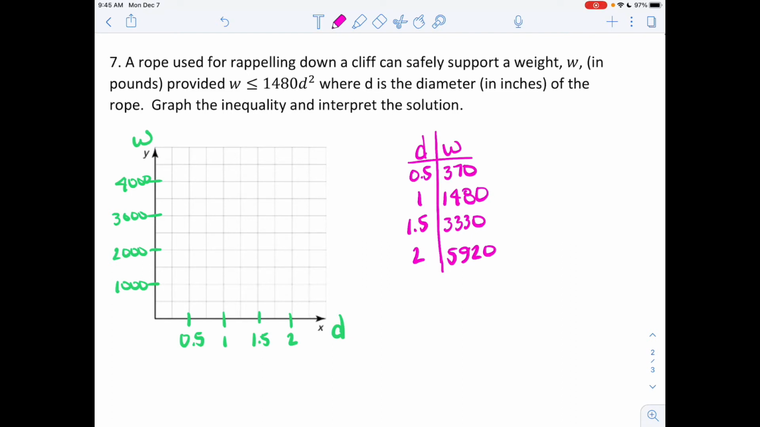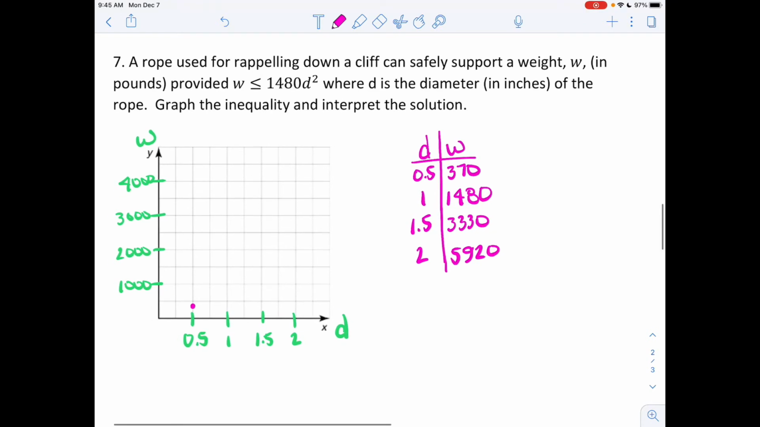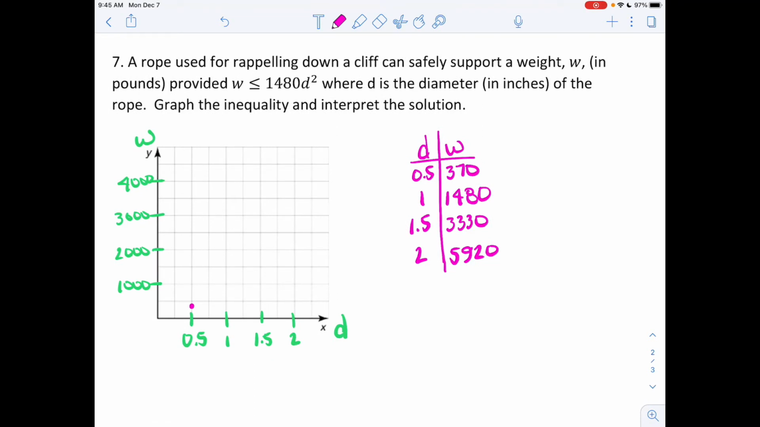370 is going to be about two-thirds of the way to 500-ish. 1480 is going to be just below 1500, so I can plot right about there. At 1.5, I'm at 3330, so somewhere about here. And at 2, I'm at 5920. This would be 5,000, so 6,000 is up here, so let's say we're about there.